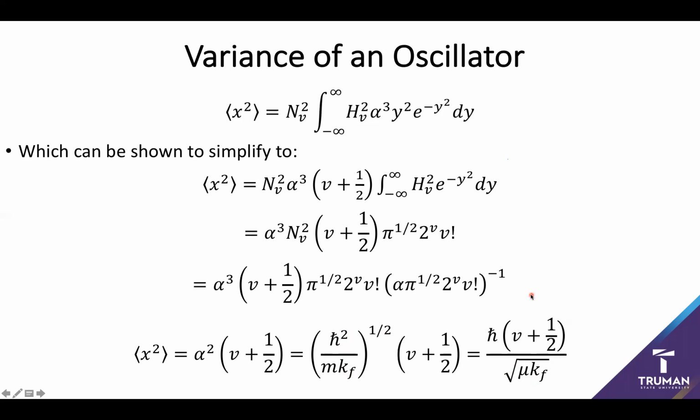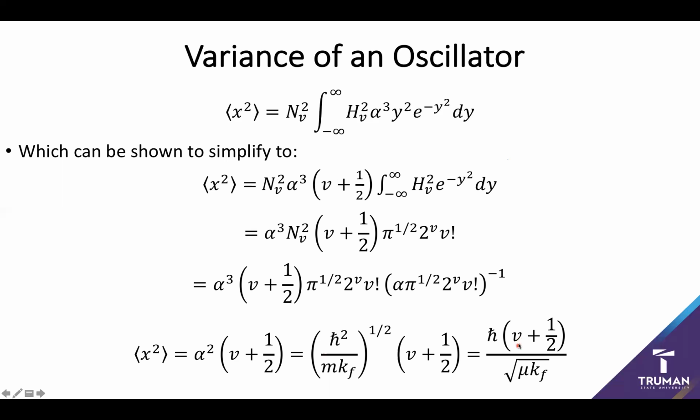Now, you might wonder, why do I care so much about the variance? Well, there's actually two reasons. The first of which is I do want to emphasize that our variance is dependent upon our vibrational level. So this means that, as we kind of expect, as we go to higher and higher energy states, we're spending more and more time away from the center of the oscillator. And that's really one of the things that the mean squared displacement tells us, on average, how far you're spending away from center.